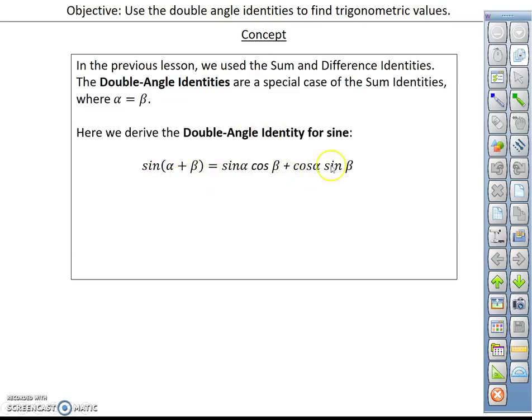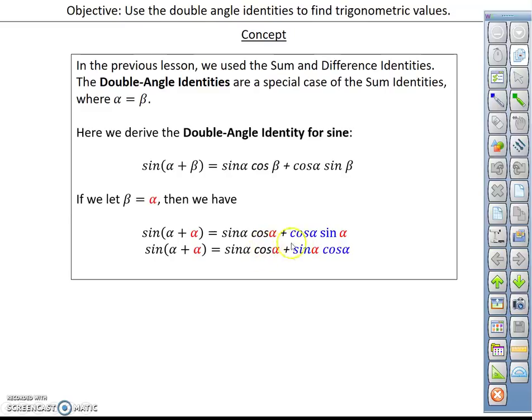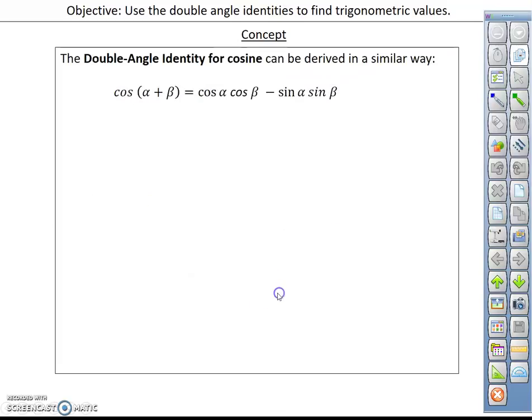So this is our sine of a sum that we've learned about. If we let beta be alpha, the same as the first angle, then what we get is the sine of alpha plus alpha. And applying that to the identity, it becomes this, and simplifying this, we end up with two like terms, both sine alpha, cosine alpha terms, which tells us then that the sine of 2 alpha, which is alpha plus alpha, equals 2 sine of alpha cosine of alpha. So that's one of our double angle identities.